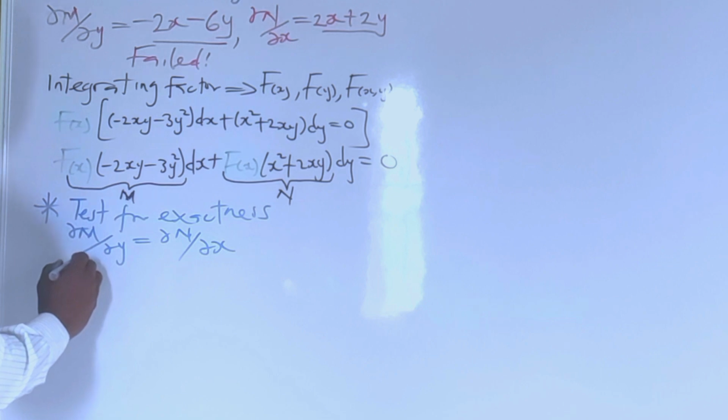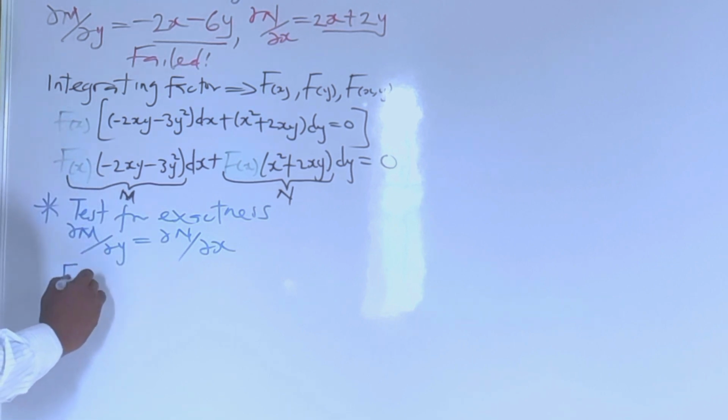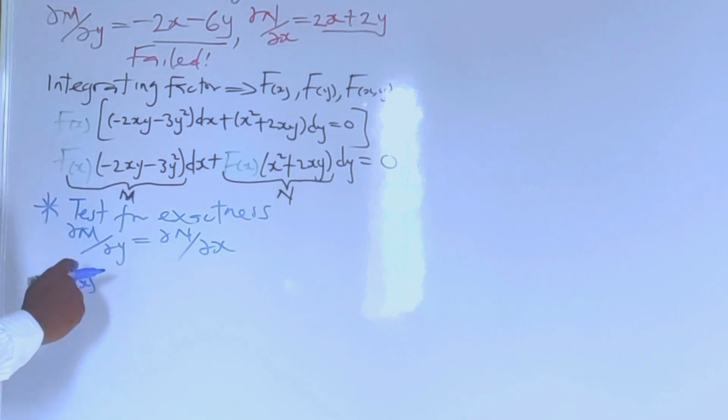When we find the partial derivative of M with respect to y, f of x is going to be a constant, because it does not have the variable y in it.